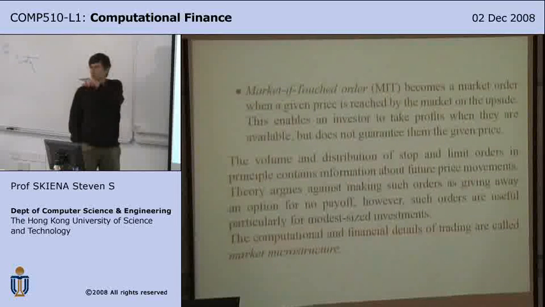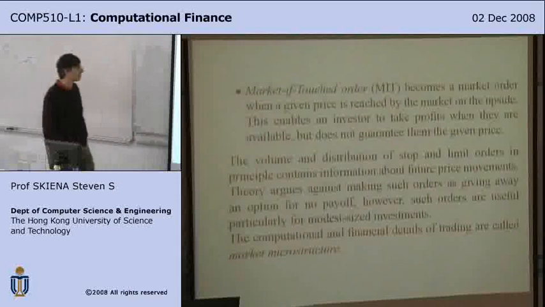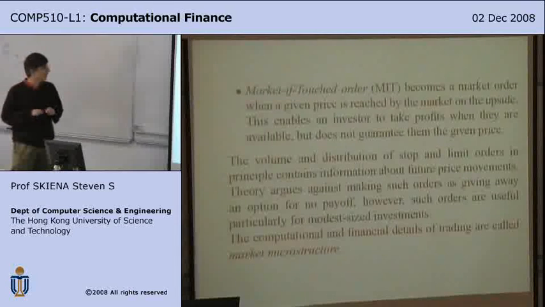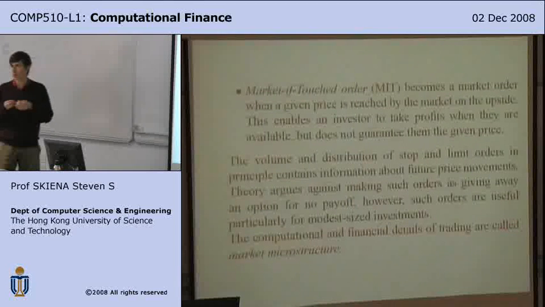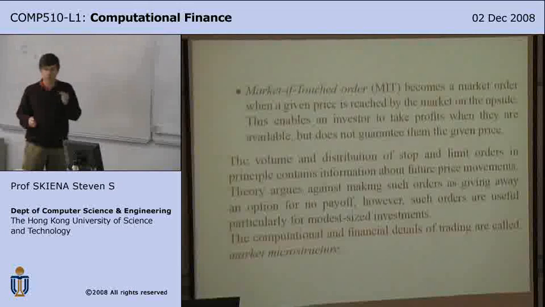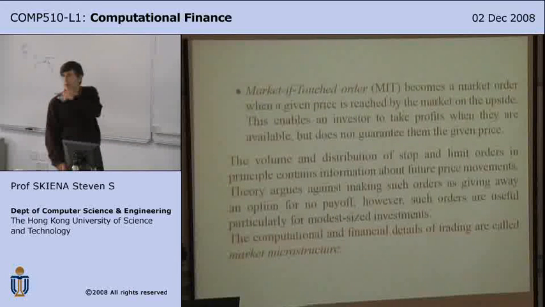Okay? Any questions? So when people talk about the microstructure of a market, they're talking really about the computational and financial details of trading. Okay? These sort of low-level details of what happens with orders being placed. The fact that orders are discrete things, okay, as opposed to these sort of flows that we've been talking about. Any questions?